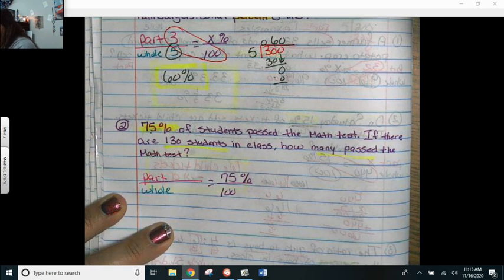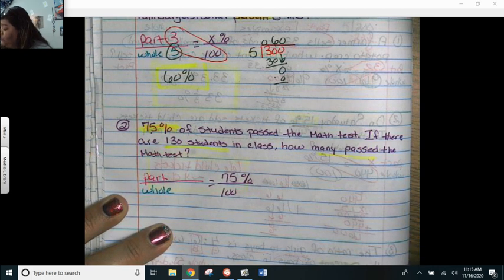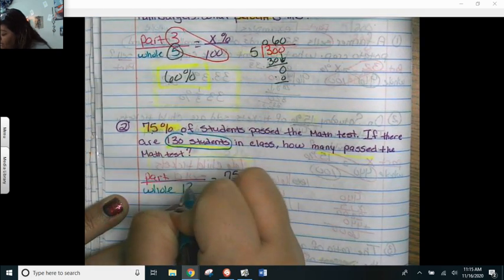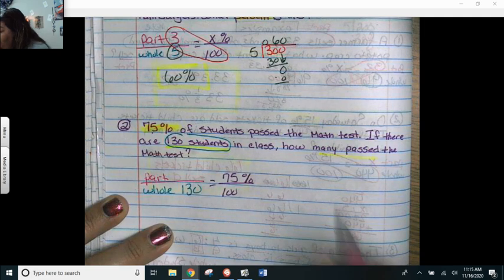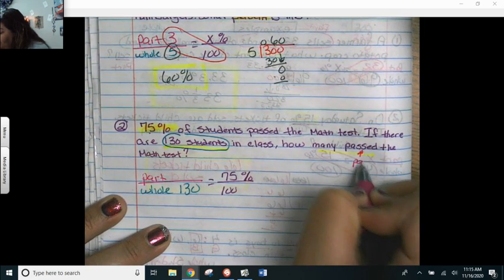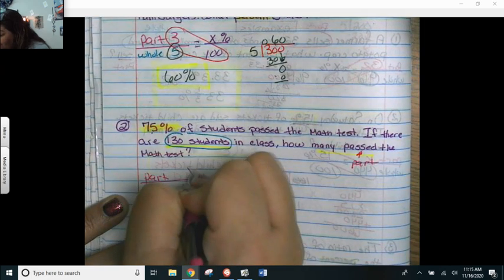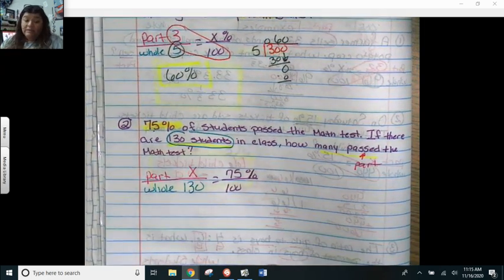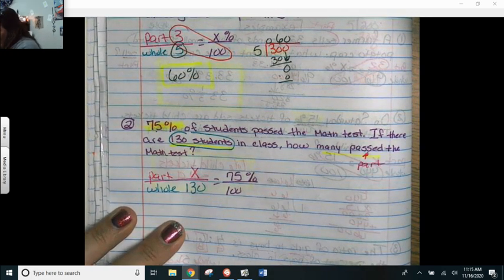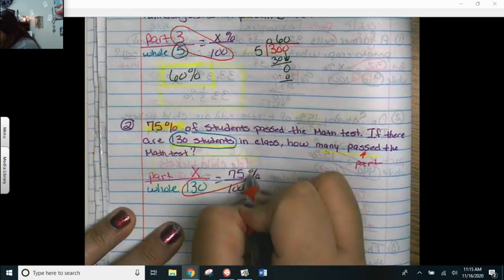Okay, so I need to figure out part to whole. If there are 130 students in class, that is my whole amount. So you should have figured out that this 130 is the whole amount of students I'm talking about. I want to know the part that passed. This is my part. I don't know how many passed. I know 75% of them passed, but I want to know what number that is. So that's my X. Now we're going to go ahead and cross multiply.